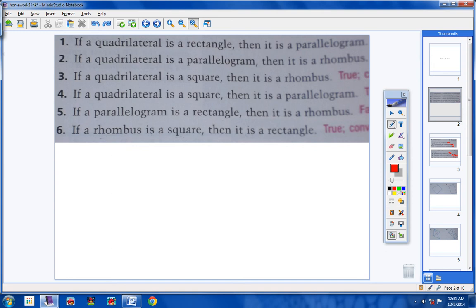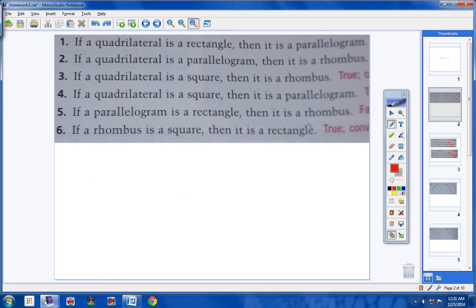Okay, number 5. If a parallelogram is a rectangle, then it's a rhombus. That is definitely not true. I mean, it might be. Sometimes some of these are true, sometimes they're not. But if I have a rectangle, there's a rectangle. It's not a rhombus. Now, if I have a square, that's a rectangle. It is a rhombus. But just because you have a rectangle does not mean it's a rhombus.